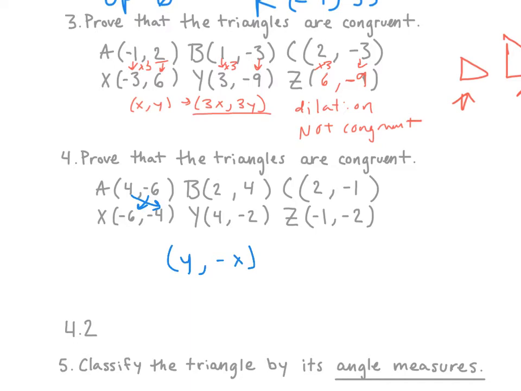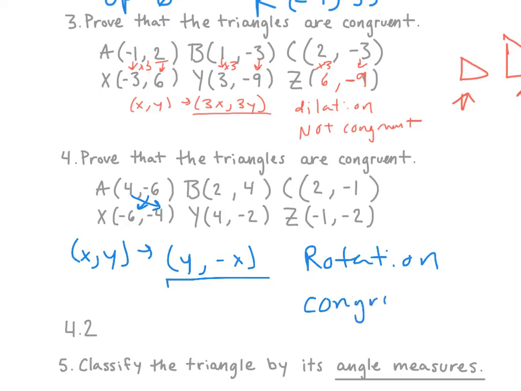We also have to make x negative. So we're going from x, y and making this y, negative x. What type of transformation is this? Rotation. Are rotations congruent? Yes, so this is congruent.